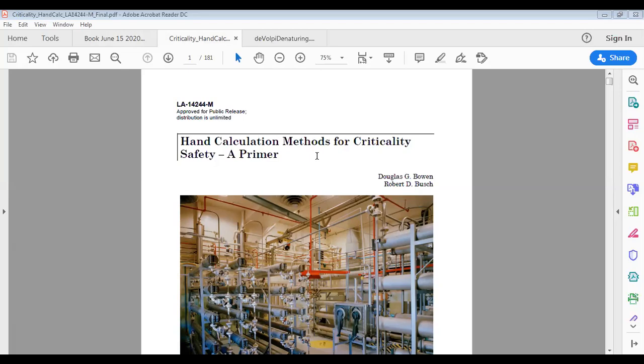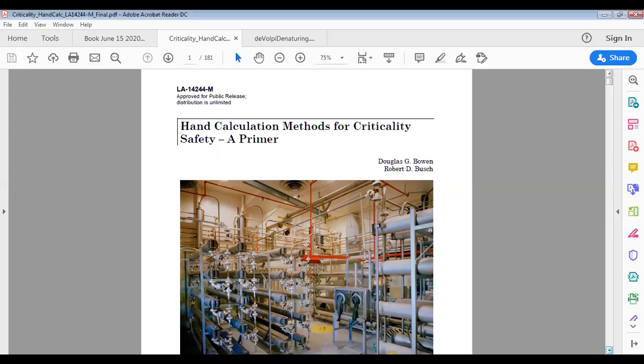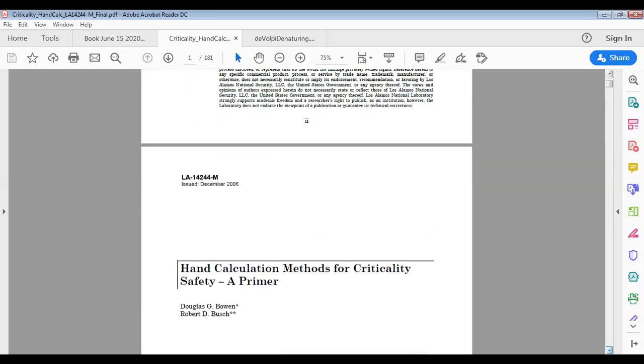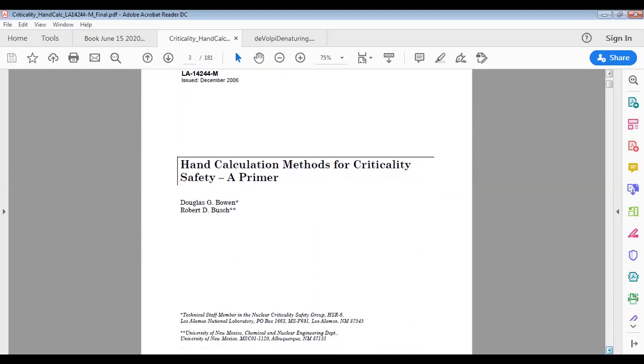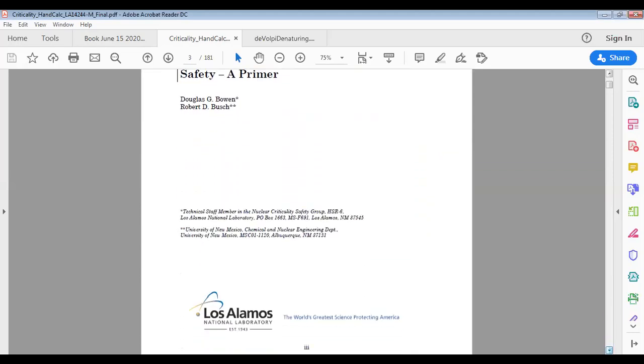These are the things that you value as an undergraduate or graduate student, if you're given an exposure to the practical applications, and you don't have to wait so many years into your career to realize that those equations which you learned were applicable here. So this is the report. It's an excellent report, and it's a fairly big report. It's got 180 pages, and I really liked it. I'll show you what they do for hand calculation methods for criticality safety.